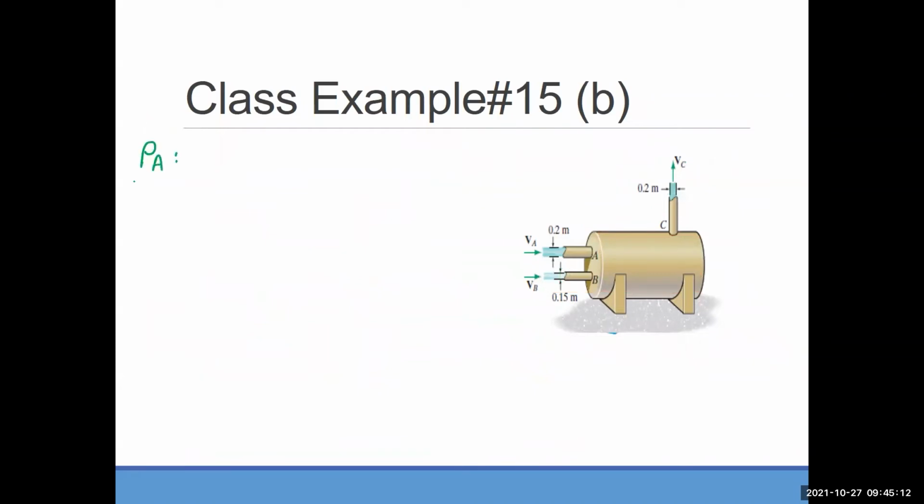Rho A. What was the equation for the ideal gas law? P equals rho R T. So rho equals P over R T. A is the carbon dioxide. And the P is what? 300 kilopascal. And we need to add the atmospheric pressure as well, right? And the atmospheric pressure is what? 101.3 times 10 to the power.